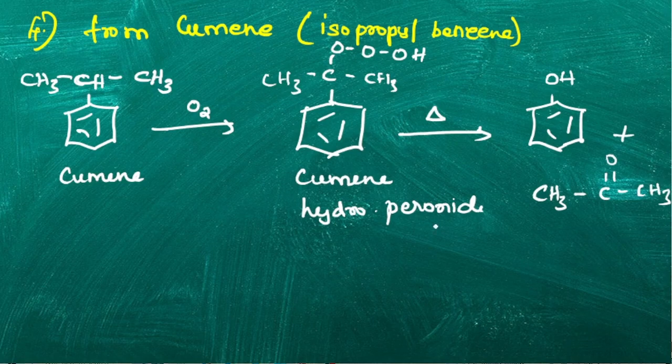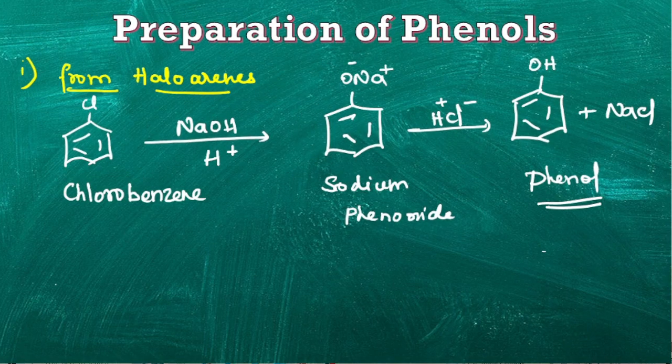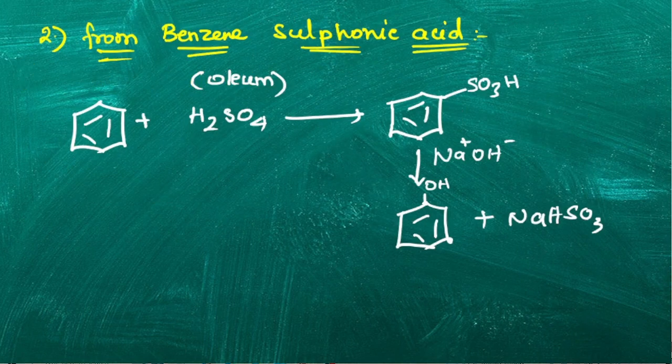So there are four different types of preparations you can do with phenol. One is from haloarenes, where you take chlorobenzene and perform the preparation. The second type is from benzene sulfonic acid. First you prepare the sulfonic acid, later reacting with NaOH, you get phenol.